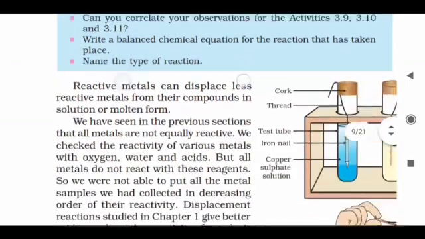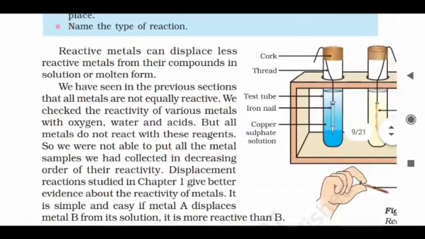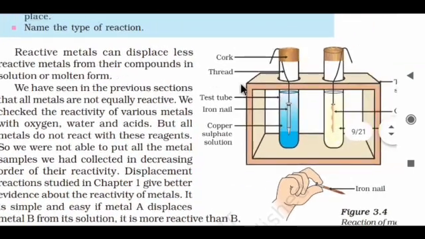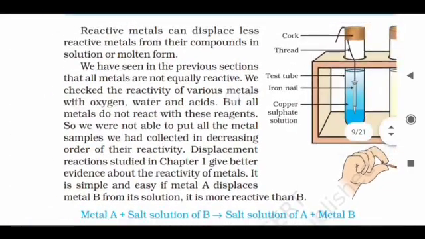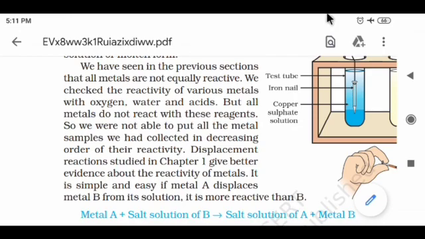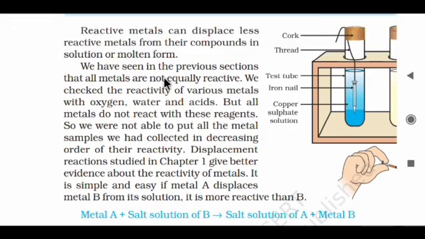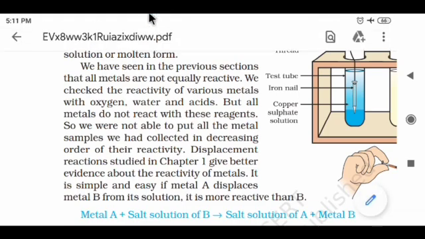What we have to do by performing this activity is observe in which case an actual reaction occurs. As you can see here, this is an iron nail and the solution is of copper sulfate, and this is a copper wire and the solution is of iron sulfate. After 20 minutes we have to observe whether a reaction occurs or not. Reactive metals can displace less reactive metals from their compounds in solution or molten form. A highly reactive metal will displace the lower reactive metal.